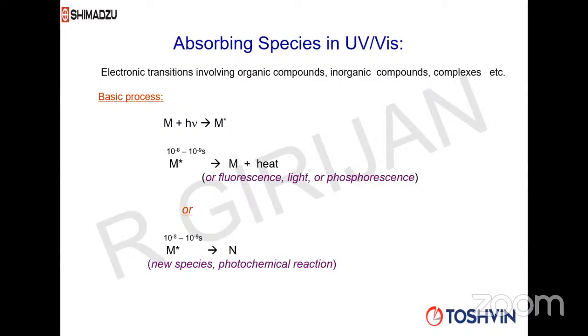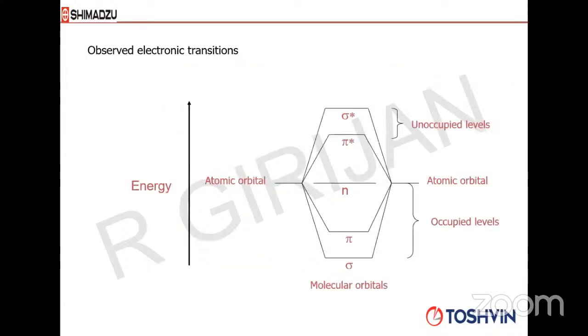This is one possibility. The second possibility: when the molecule absorbs energy and goes to an excited state, M going to M star, instead of coming back to the starting material, that means instead of coming back to M, this M star will be converted to a totally different entity. M star is getting converted into N. N is a different entity, and this is nothing but a photochemical reaction. So a totally different entity is formed. So, two possibilities.